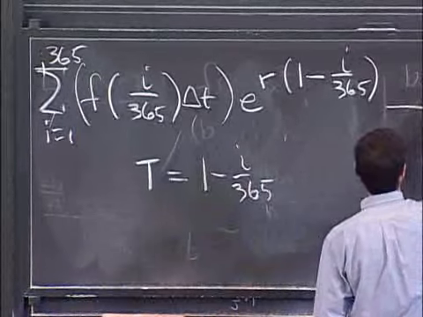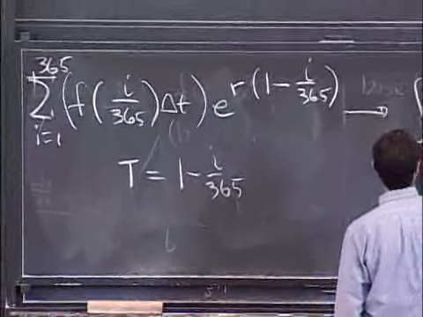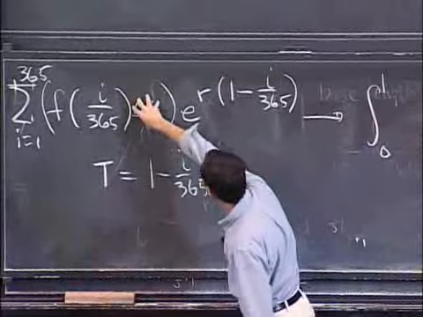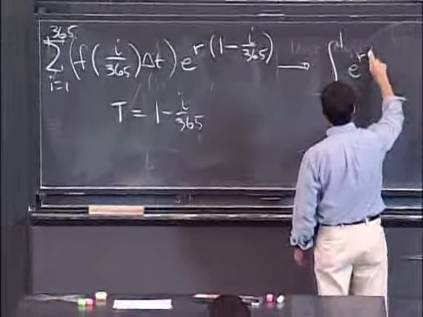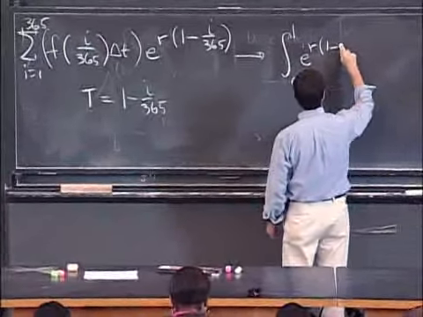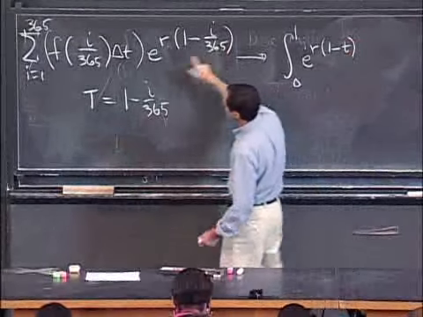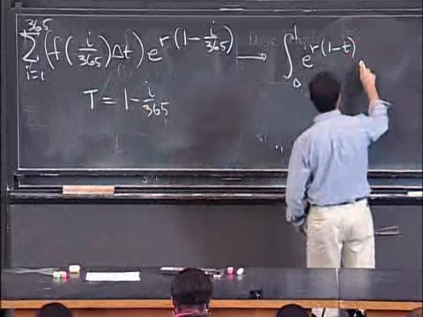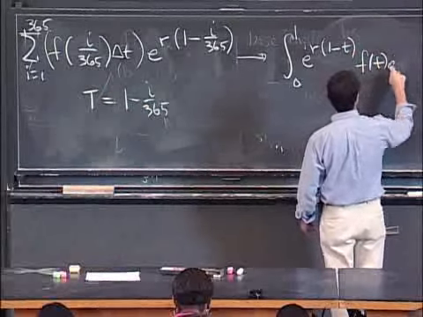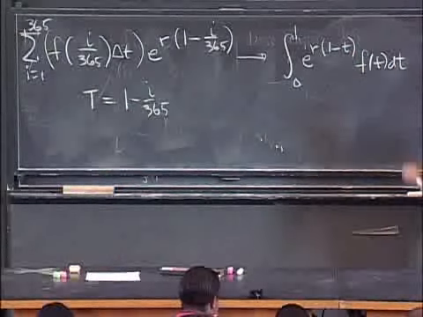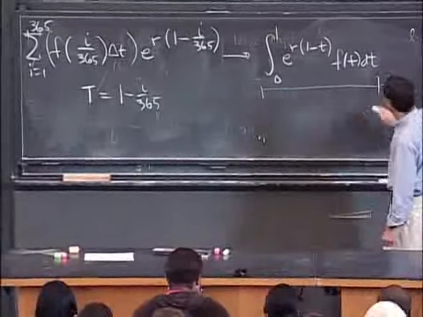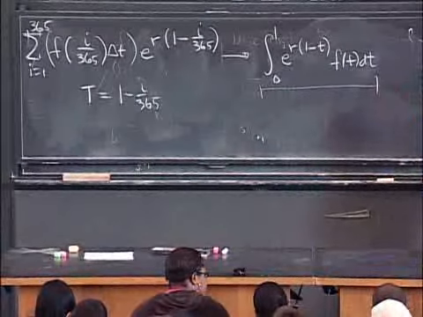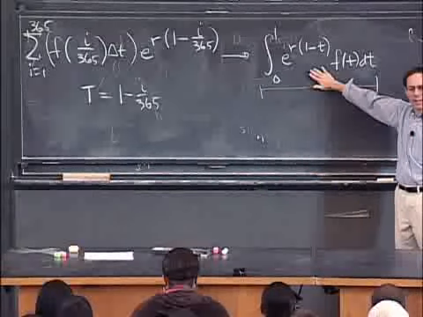And that is essentially the integral from 0 to 1. The delta t comes out, and you have here e to the r times 1 minus t, so the t is replacing this i over 365, f of t dt. And so when you start computing and thinking about what's the right strategy, you're faced with integrals of this type.